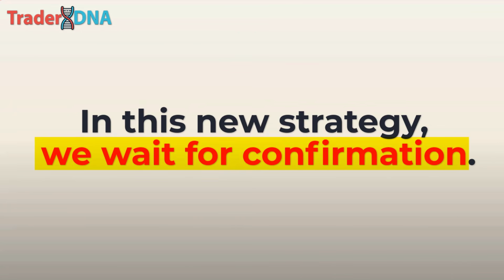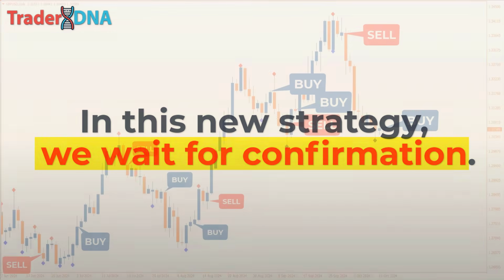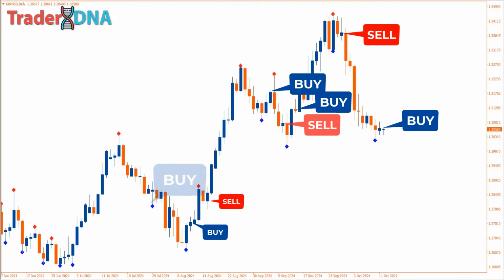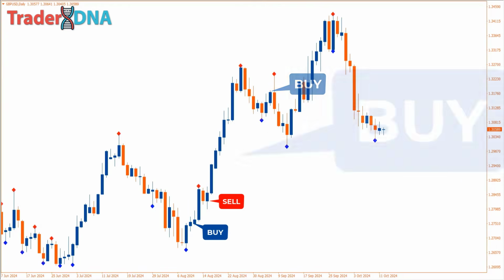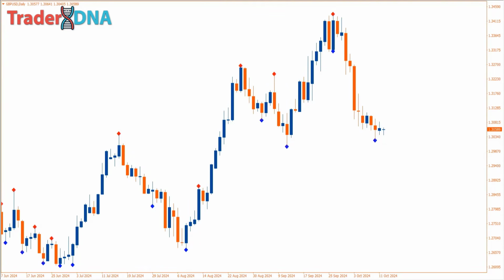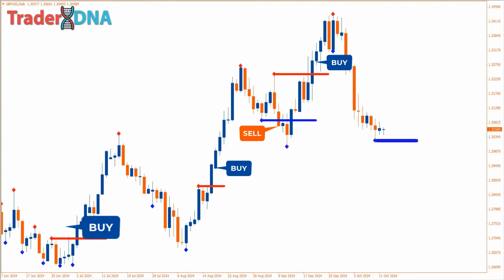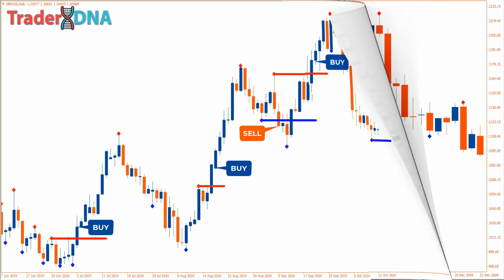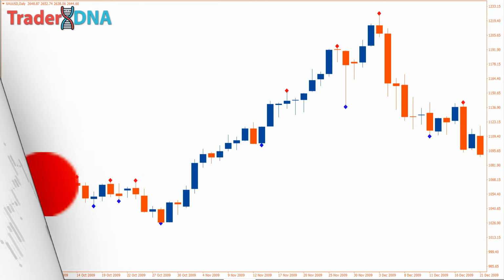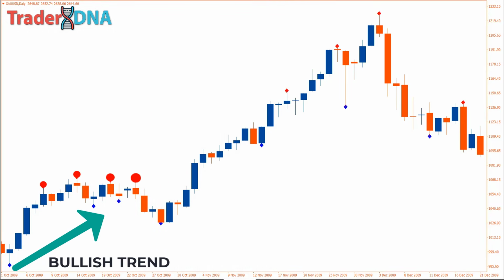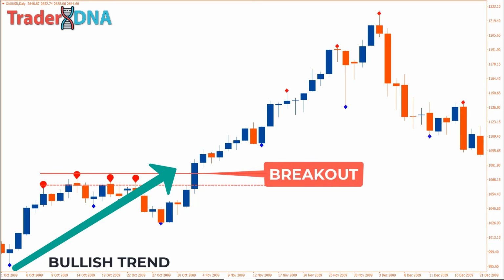Instead of rushing into trades as soon as the fractal arrow forms, we wait for the price to break above or below the candle where the fractal arrow appeared. This simple yet powerful adjustment makes all the difference and significantly improves your chances of success. Let me explain how this works in detail. This fractal strategy operates primarily as a breakout trading approach based on fractal patterns.